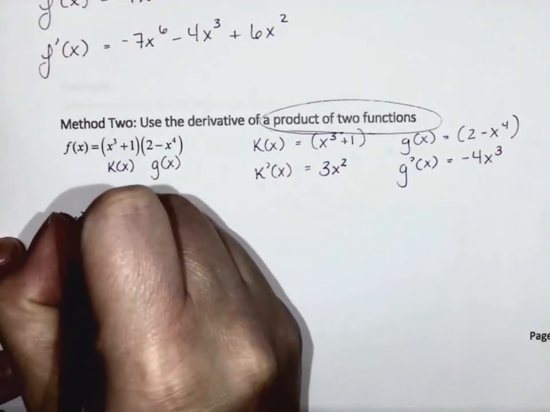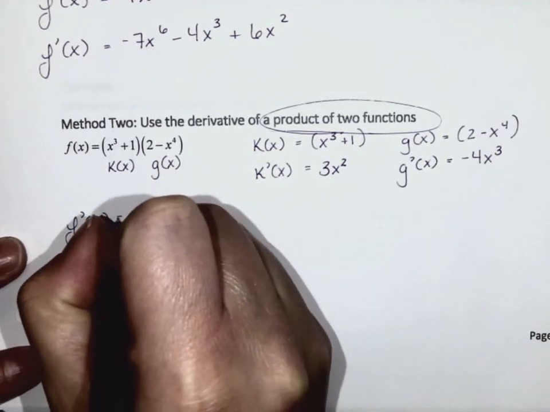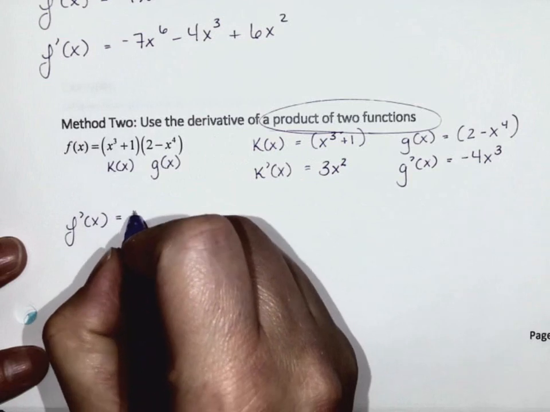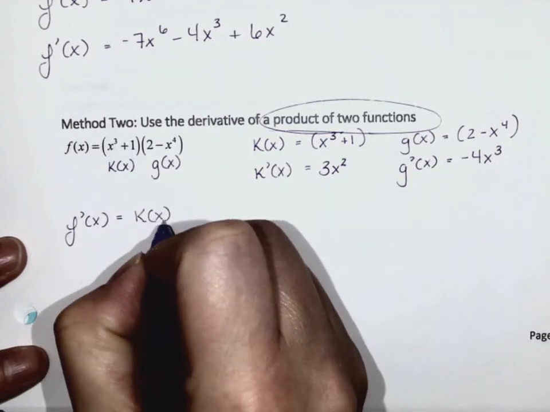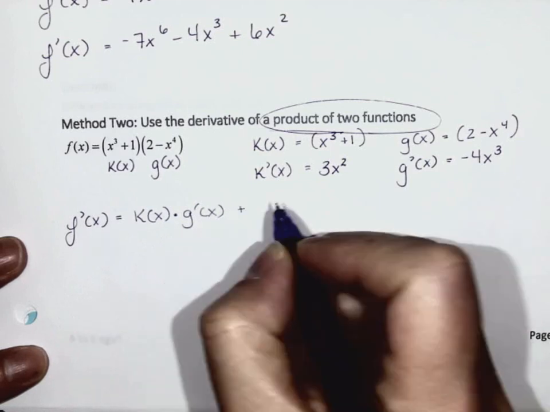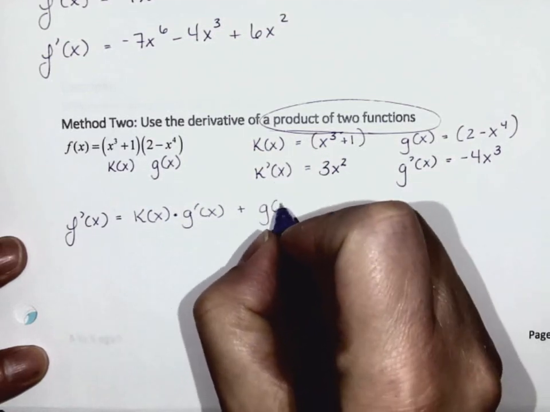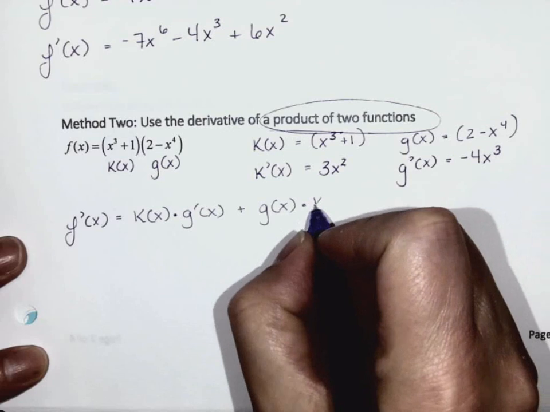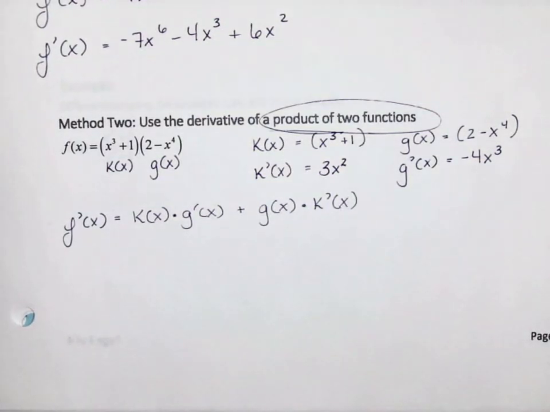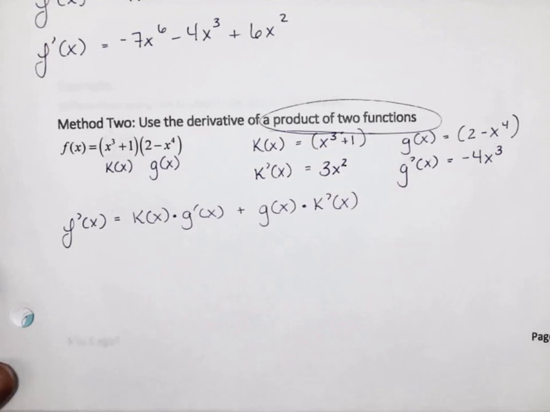So it says that if I want to find the derivative of the function, I'm going to take k of x and multiply it by the derivative of g of x, and then take the original function g of x and multiply it by the derivative of k of x. So you always have one original and one derivative. You're never multiplying two originals together or two derivatives together. It's always one of each.